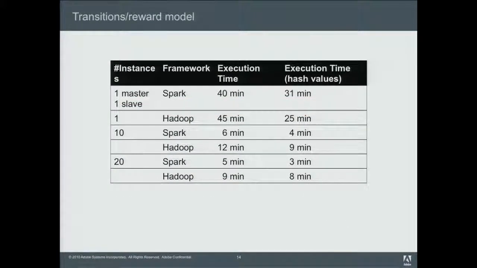Taking the same data set and running the experiments on different-sized clusters, with different frameworks like Spark and Hadoop, we can see that the execution time, which is 40 minutes when running with Spark on a cluster with 1 master and 1 slave, can be reduced to 5 minutes if we go to a 20-instance cluster. And if we represent the states not by the vectors, but by the hash values of the vectors, then we can reduce the time further to 3 minutes. Compared to Hadoop, this is 3 minutes against 8 minutes of Hadoop runtime.